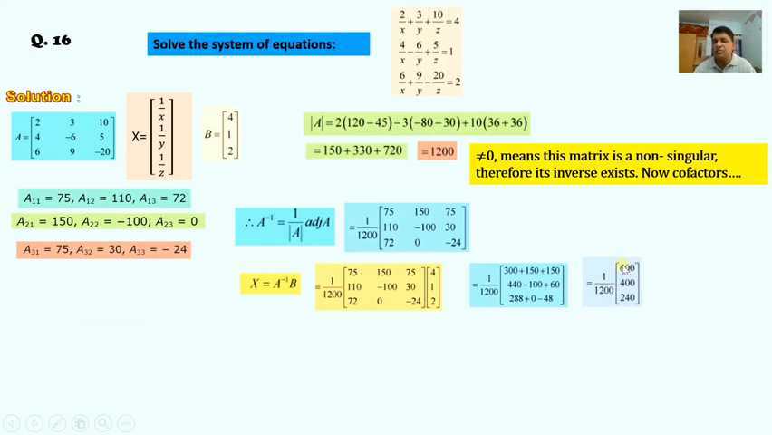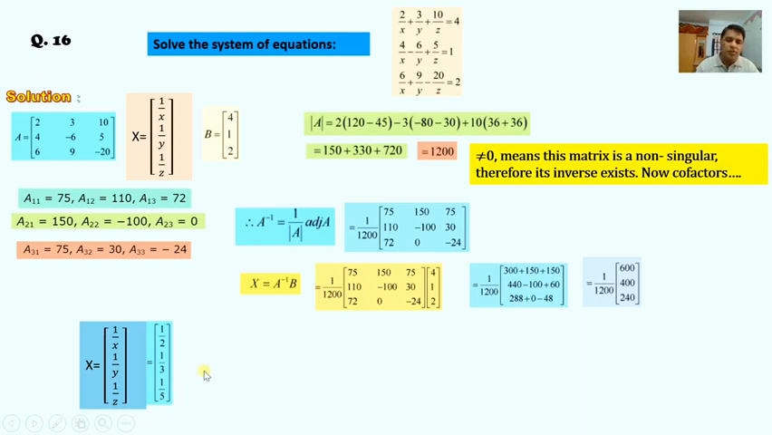Now dividing each term by this 1200, 600 upon 1200, 1 by 2, 400 upon 1200, 1 upon 3, and 240 upon 1200, 0 0 cancel, 24 5s are 120, so 1 upon 5. So dividing this matrix by 1200, we get the variable matrix: 1 upon x, 1 upon y, 1 upon z is equal to 1 upon 2, 1 upon 3, 1 upon 5. Hence we got 1 upon x is equal to 1 upon 2, 1 upon y is equal to 1 upon 3, 1 upon z is equal to 1 upon 5.